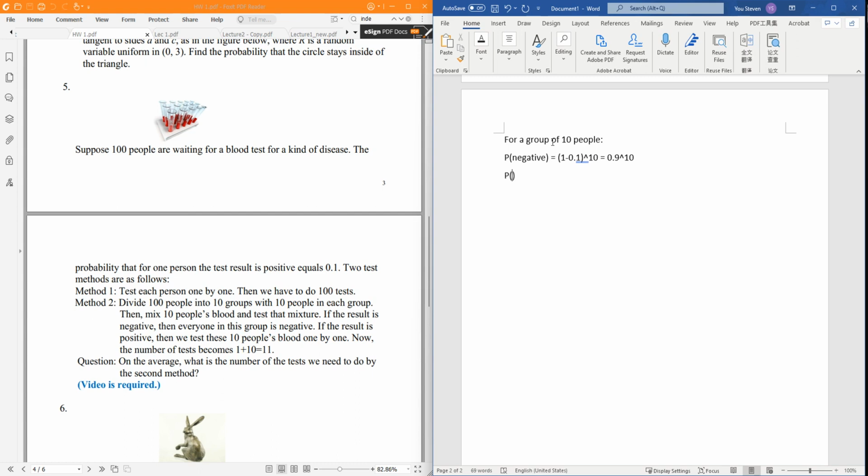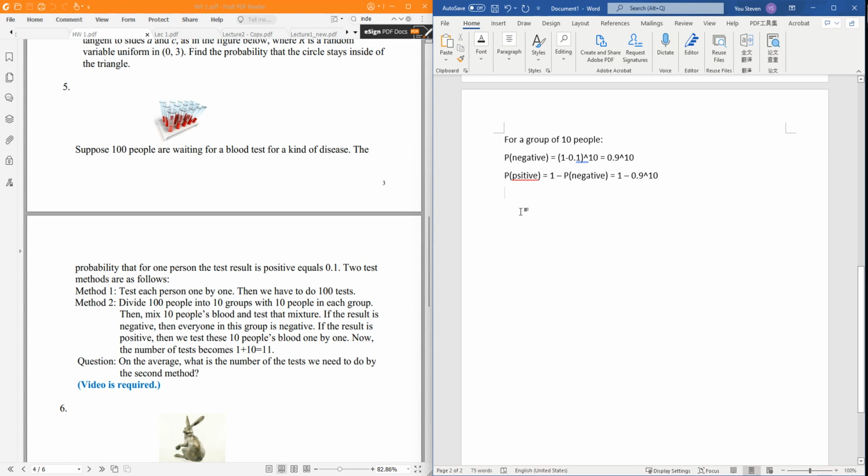And the probability that the group test result is positive is 1 minus the probability of testing negative, so it's 1 minus 0.9 to the power of 10. These two are the probabilities for one group. So we need to calculate the test count, the test number.